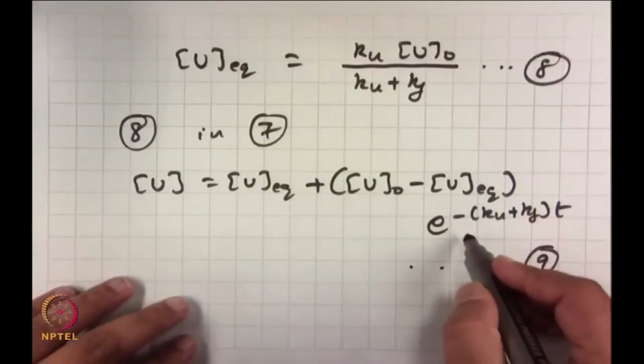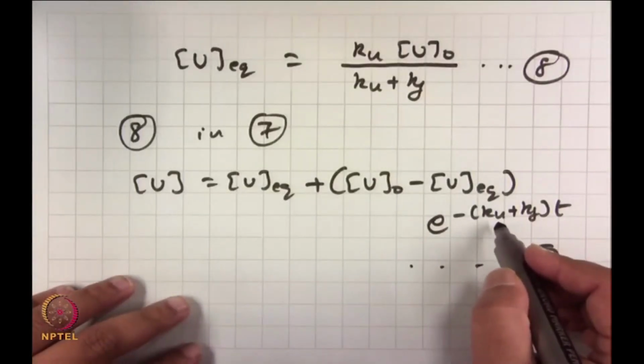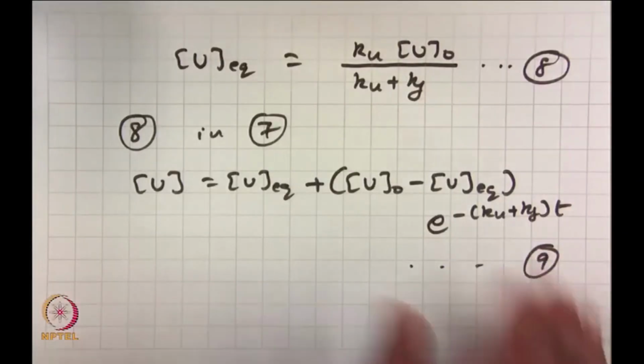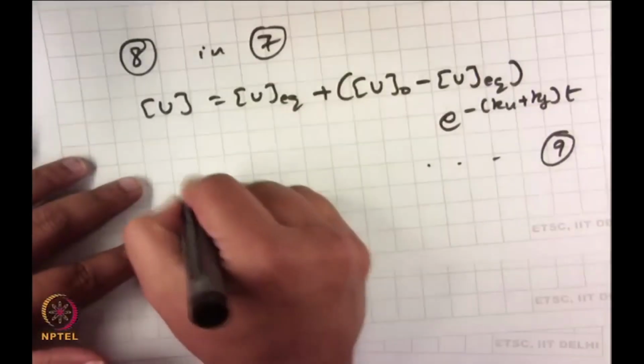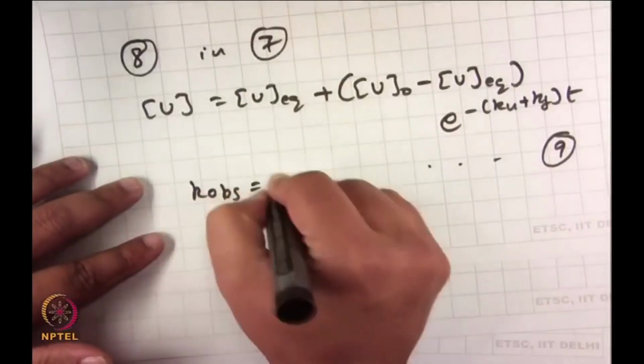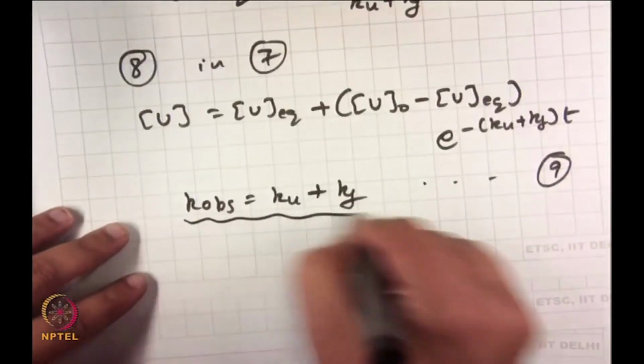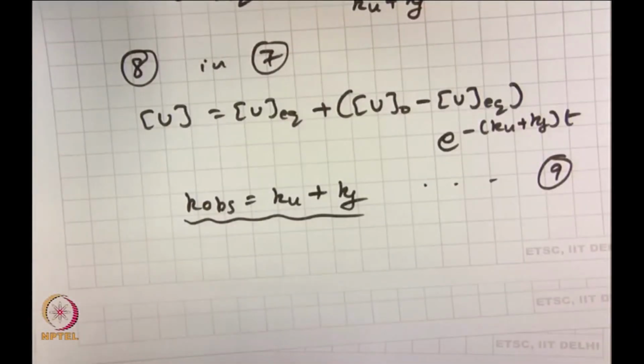So, the way you came from an initial condition of U naught to U equilibrium was by this exponential relaxation factor, which is e to the power minus (Ku plus Kf). So, what I can write now is, I can write then k observed is equal to Ku plus Kf, and this is what you are plotting on the y axis of your chevron plot. Okay. This is what you are plotting on the y axis of a chevron plot, please remember that. Is it clear or no? Is it clear to everybody?